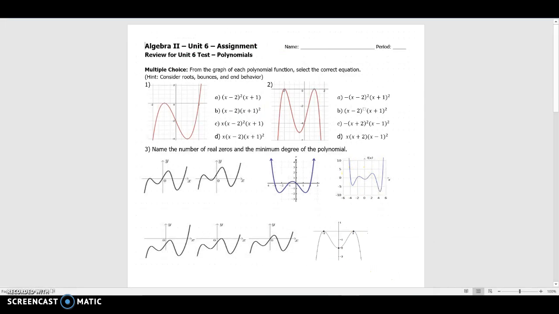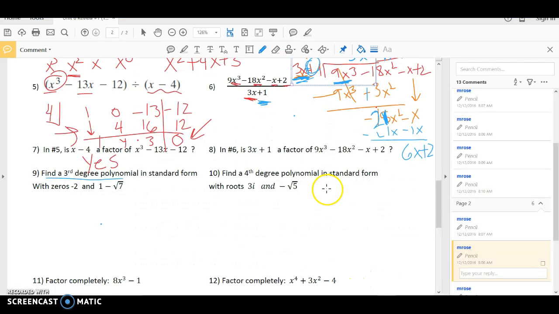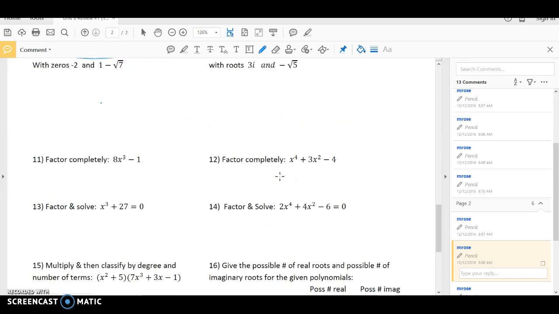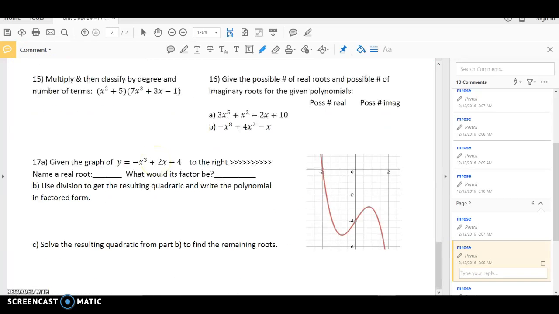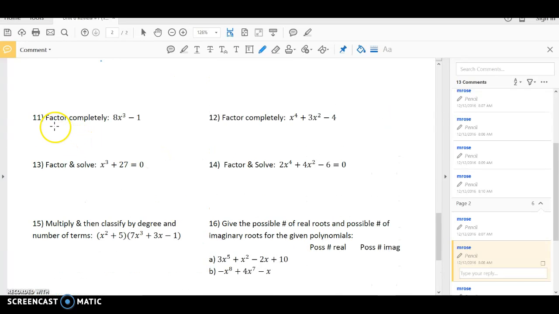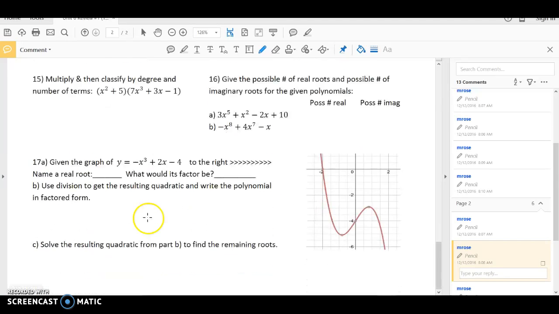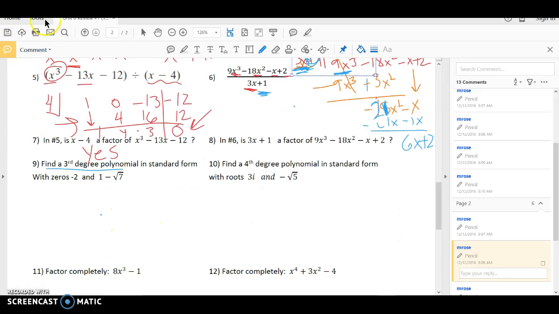Ooh. Okay. Let's go back to some of this. I'm going to end the video right here, and we're going to have one more video to get everything in. So I will finish factoring and solving 11, 12, 13, and 14, and then doing some of this stuff down here. But that will be in the next video.